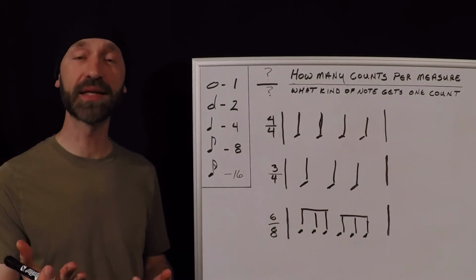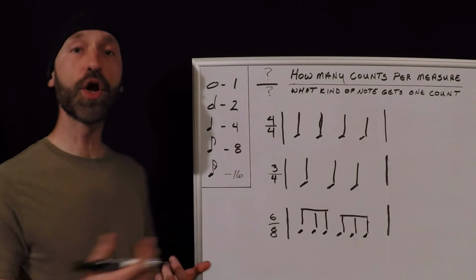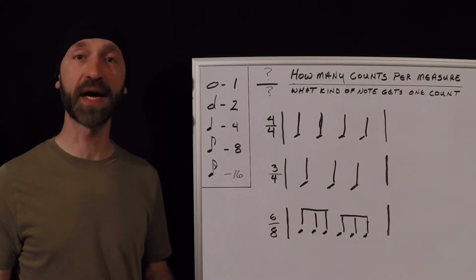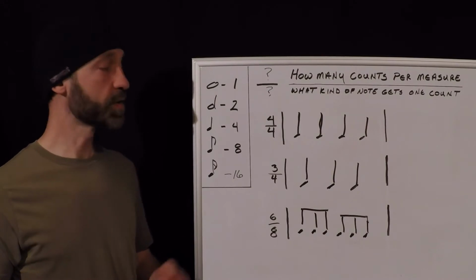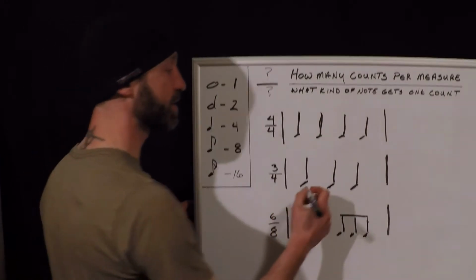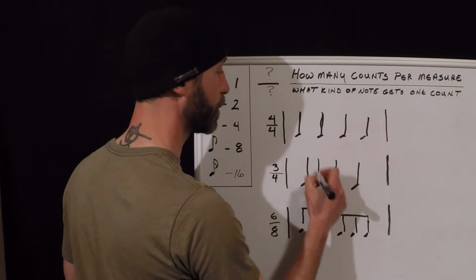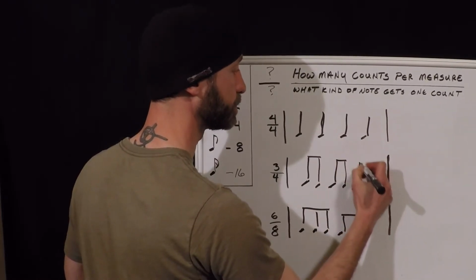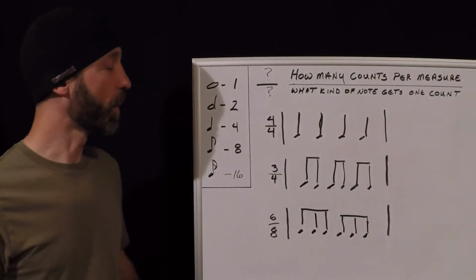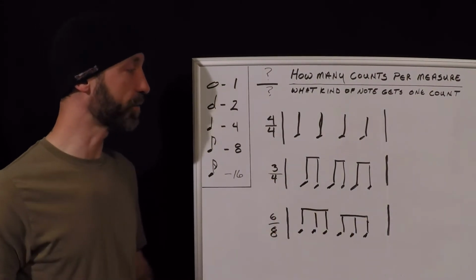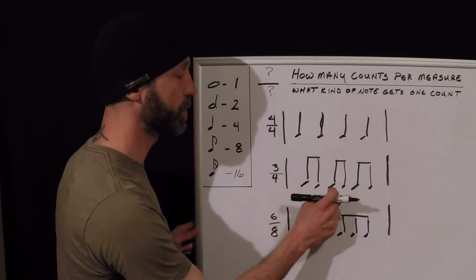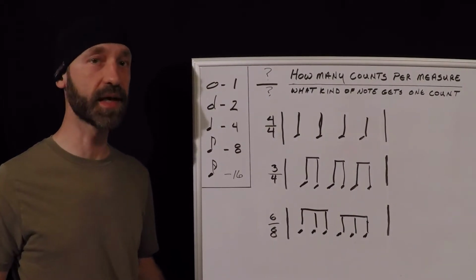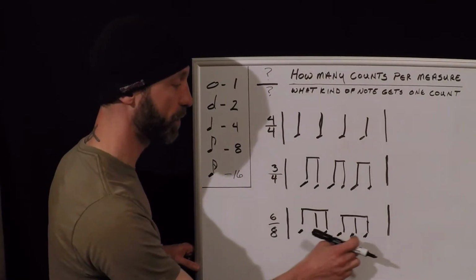Now I want to bring your attention to something. Every note can be subdivided into another note. We know that quarter notes can be divided into eighth notes. So going back to the 3/4, let's go ahead and subdivide these quarter notes into eighth notes. Now, how many eighth notes do we have in 3/4 time? 1, 2, 3, 4, 5, 6. How many eighth notes do we have in 6/8 time? 1, 2, 3, 4, 5, 6.